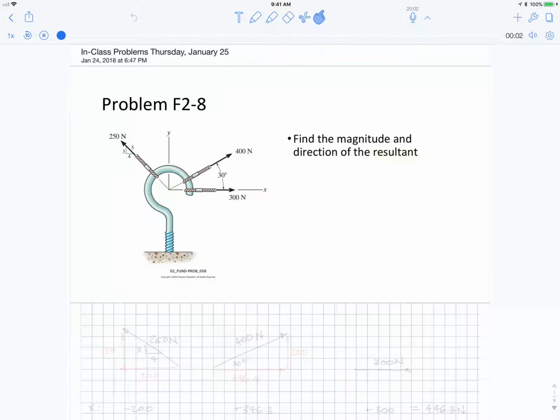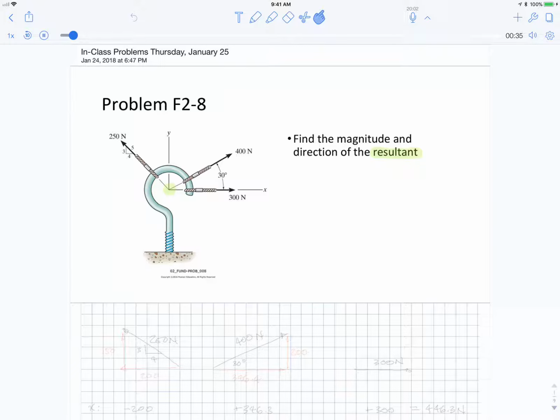So in this problem, we're going to find the magnitude and direction of the resultant. Sometimes when you have many forces acting on a point, all these forces are acting right on this point here, they all intersect there. You want to find out what the resultant is, or the result of those three forces. So what we want to do is take those three forces and combine them into one force. And remember, force is a vector, so it will have a magnitude and a direction. So that's what we need to do.